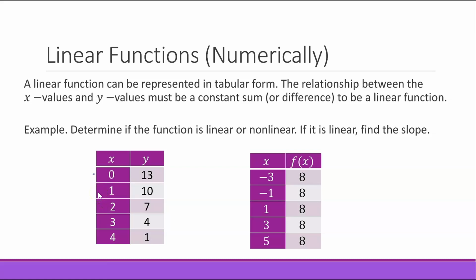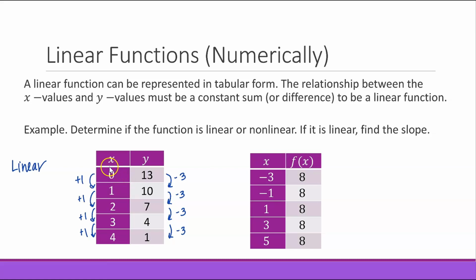So here, going from each x value to the next, I'm always adding 1 each time. And then when I move along the y values, to get from 13 to 10, I'm subtracting 3, 10 to 7, subtracting 3, 7 to 4, and 4 to 1, I'm subtracting 3. So I have this constant difference every time, and here I have a constant sum every time. So this is an example of a linear function given in tabular form, or given numerically. So here we do have a linear function.